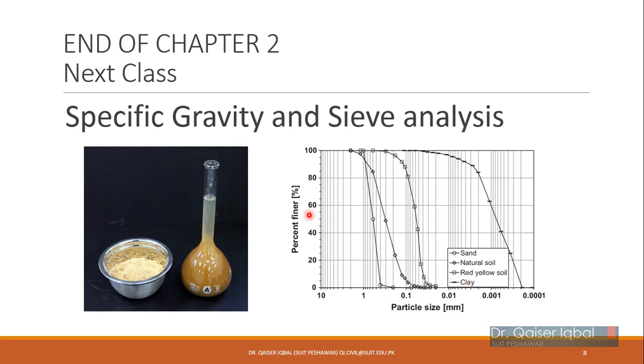So this is the end of chapter number 2. In the next class we will be discussing specific gravity, sieve analysis, particle size distribution, and determination of the various types of soil. So that is the end of chapter number 2.